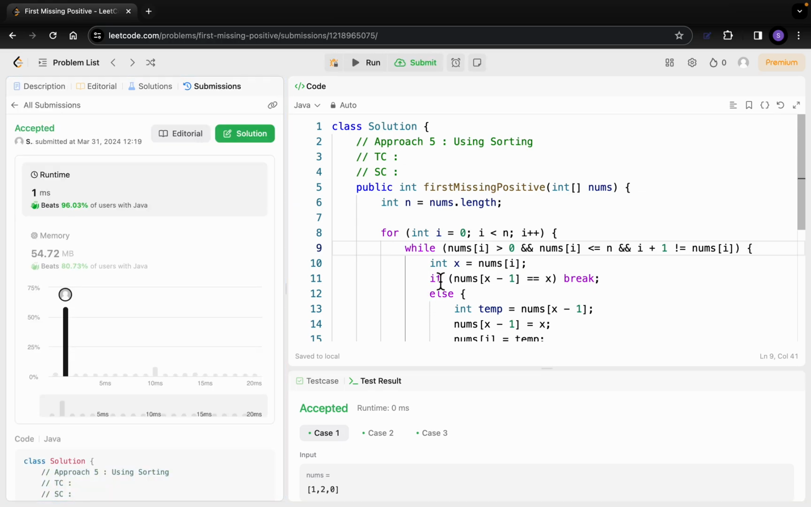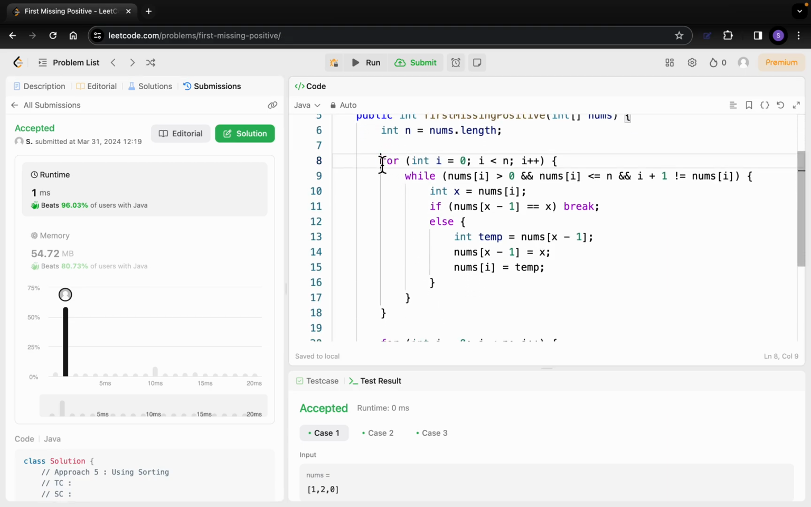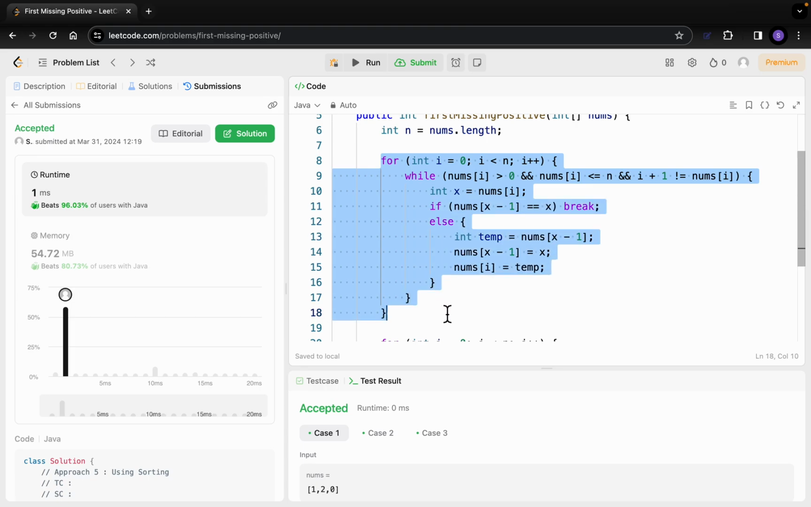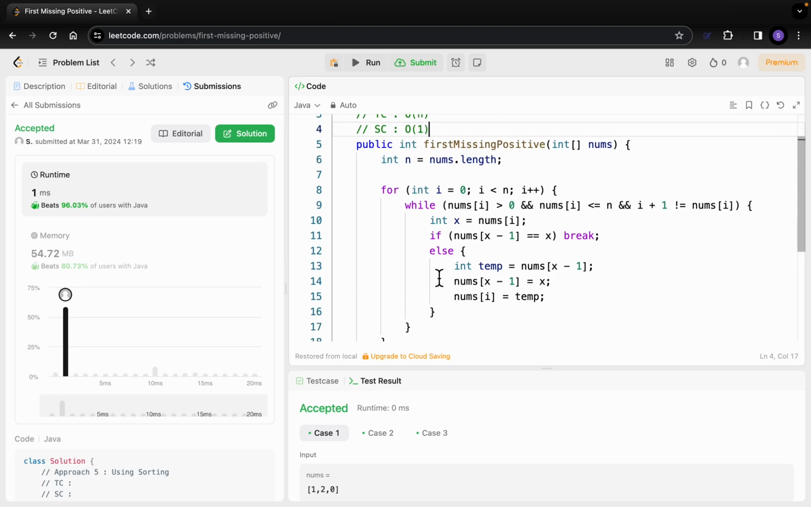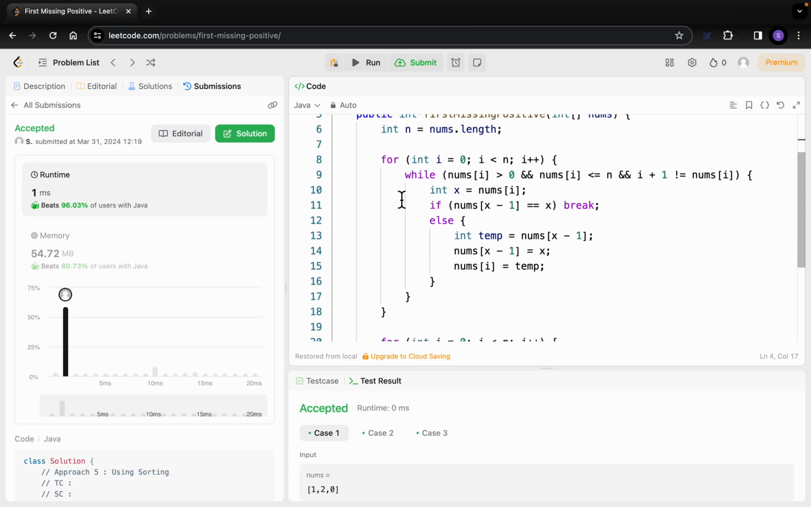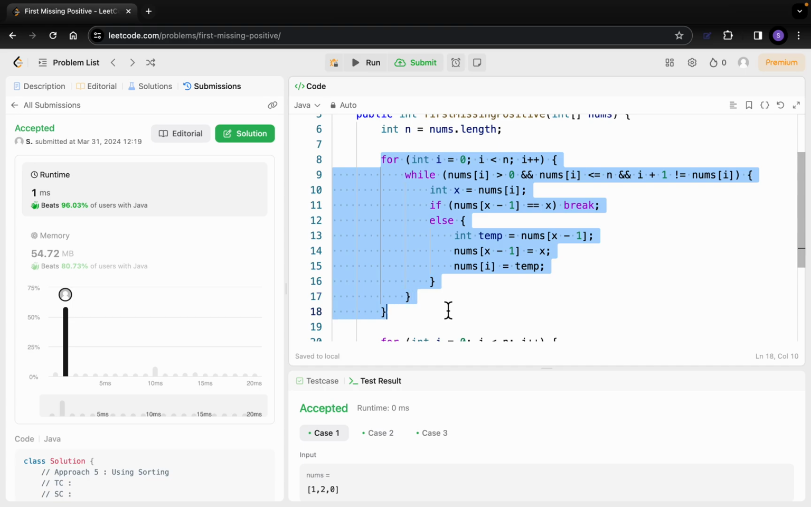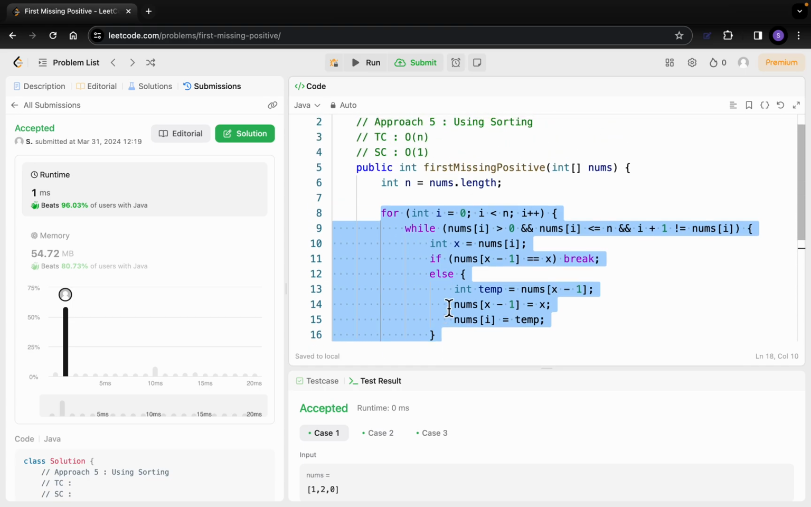So it got accepted. What is the time complexity? Since we are iterating n and swapping, the time complexity will be order of n only, and space complexity, since we are not using any extra space, is order of 1, since we are swapping in place. This solution is also on the lines of counting sort, but it is in place.